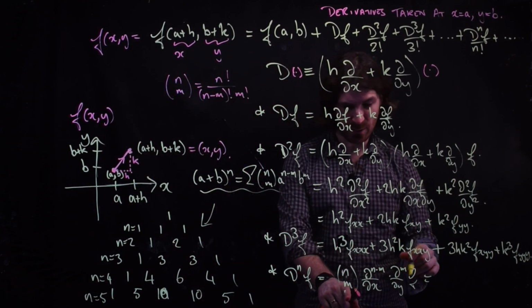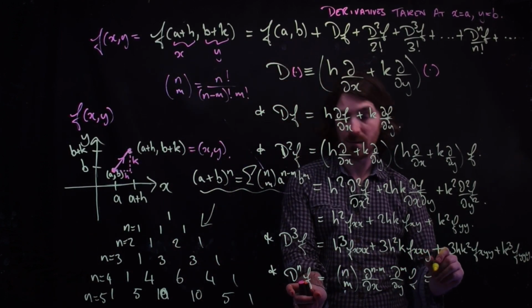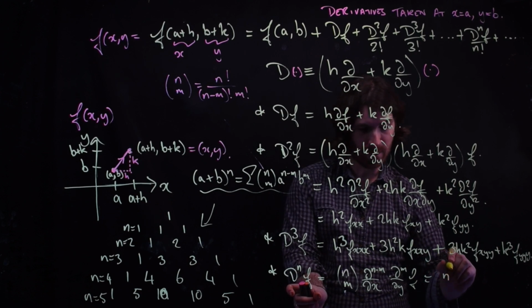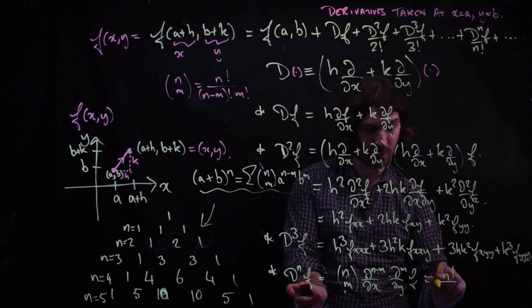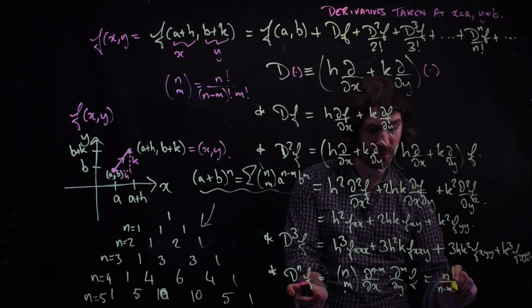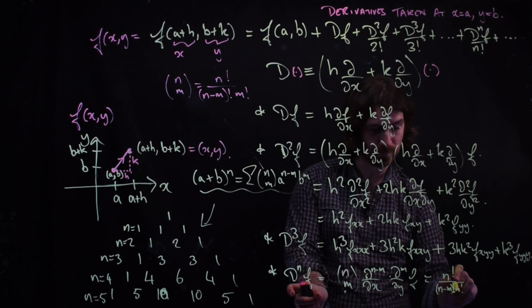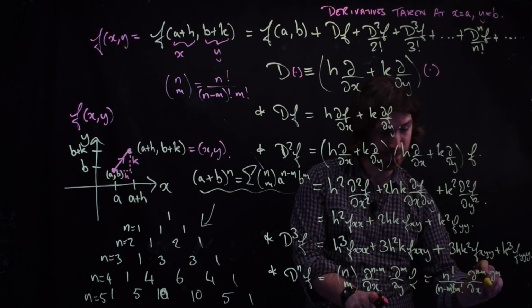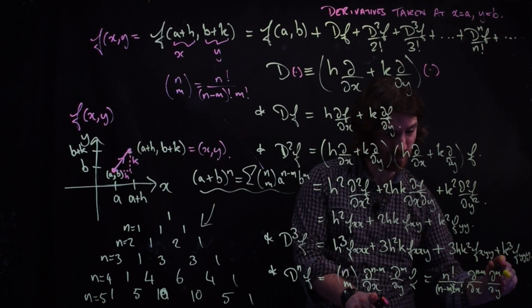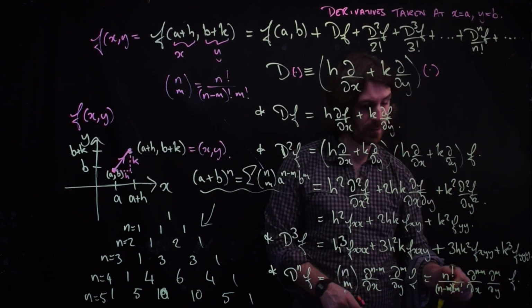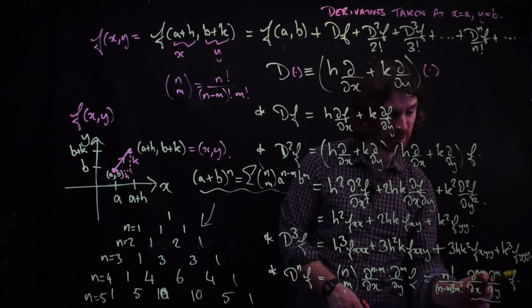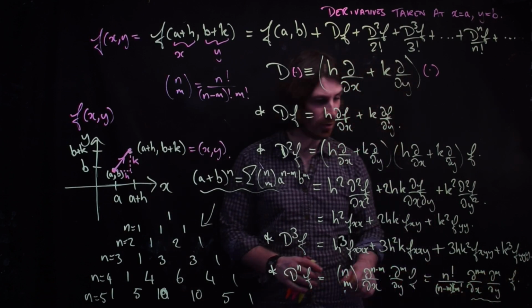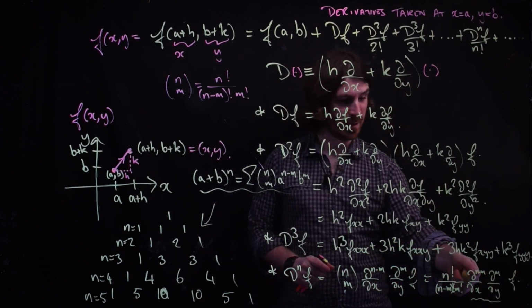Okay, so in general, we have that dnf is the sum of n factorial over n minus m factorial times m factorial, d n minus m by dx, d m by dy, of f. Okay, so this is a mixed derivative of order n, okay, n minus m plus m.